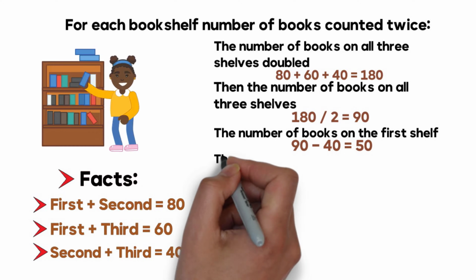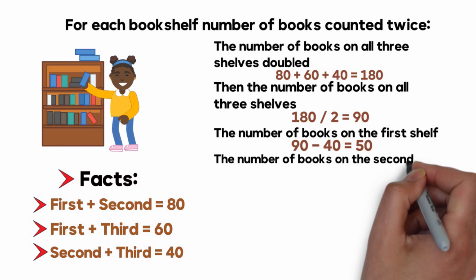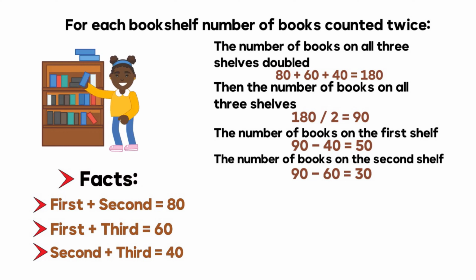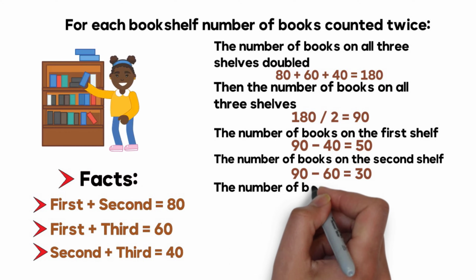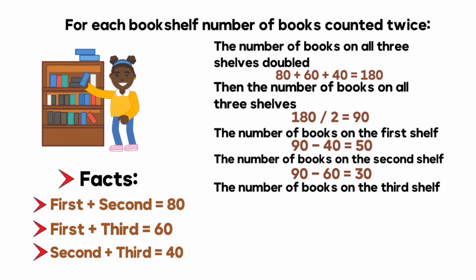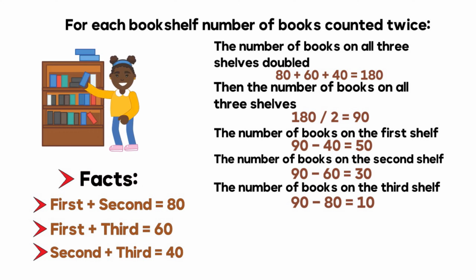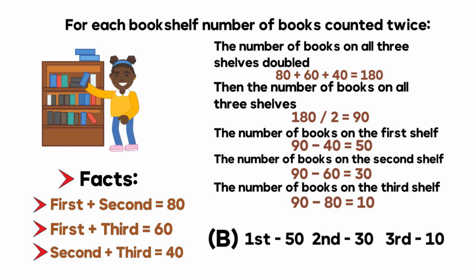The number of books on the second shelf can be calculated by subtracting 60 from 90, and the result will be 30. And the number of books on the third shelf can be calculated by subtracting 80 from 90, and the result will be 10. So the correct answer here is choice B. There are 50 books on the first shelf, 30 books on the second shelf, and 10 books on the third shelf. Hopefully you've nailed this question and now know how to solve similar challenges on the test.